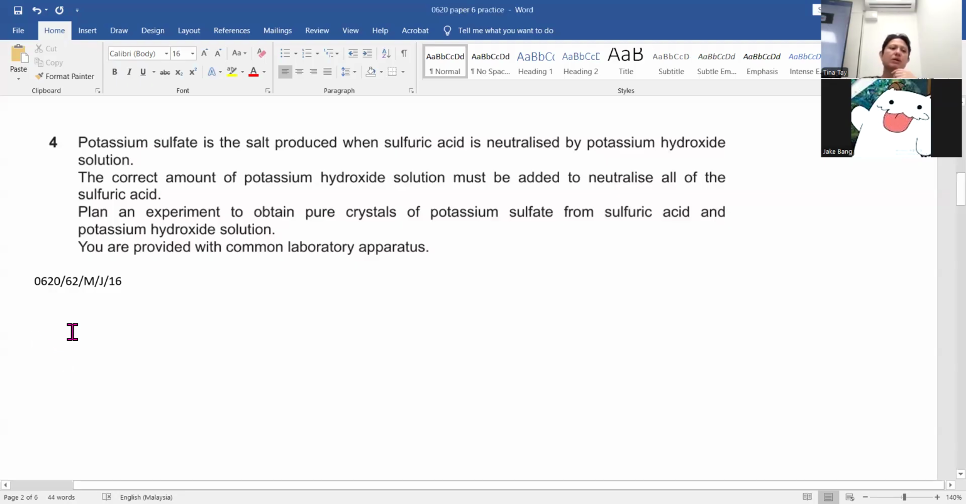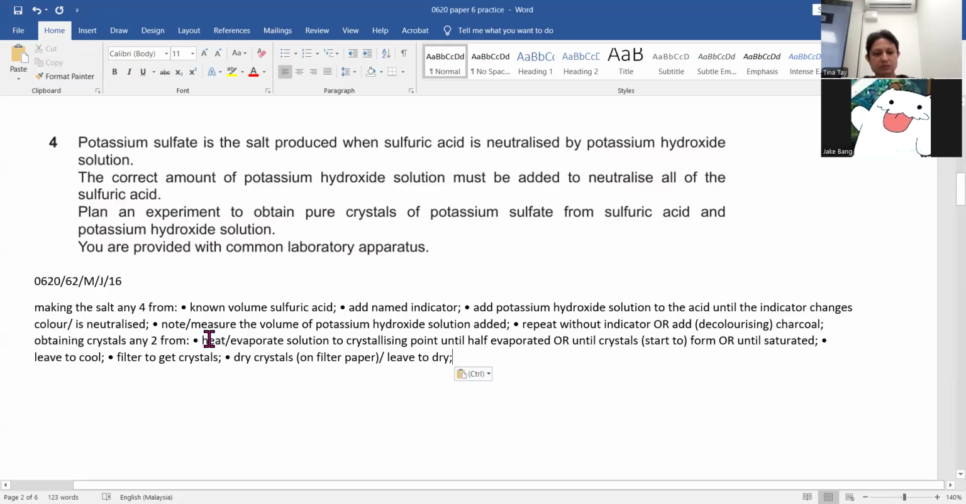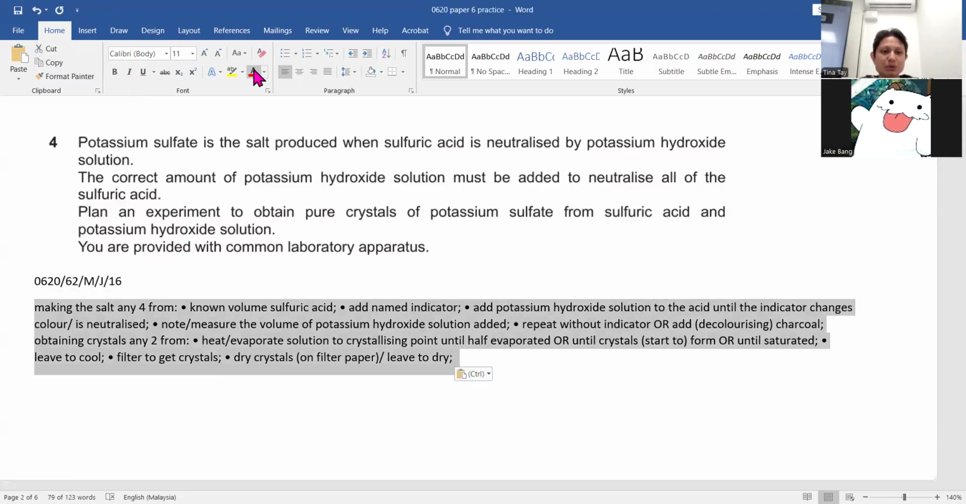Okay, done? All right, so is this to make a soluble salt or an insoluble salt? And what is the method? What is the name of this method? Titration. So in your answer, you must have burette, you must have flask, you must have indicator, then repeat without indicator, and then you must heat until crystals dry and all that. Do you remember? Okay. So, don't need to copy this. I'm going to show you how to write.